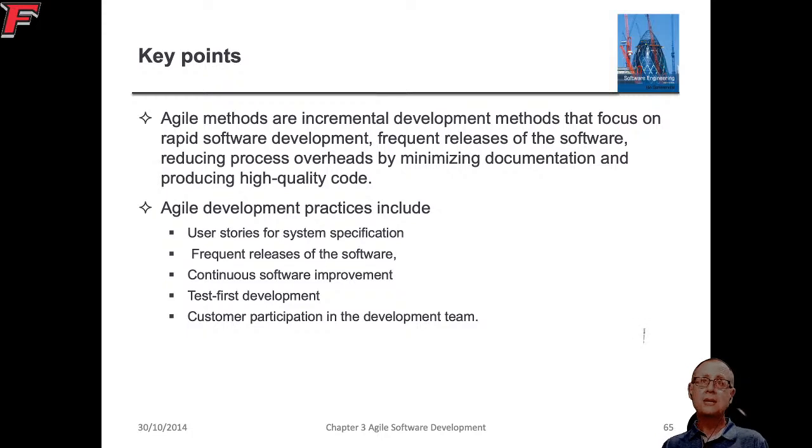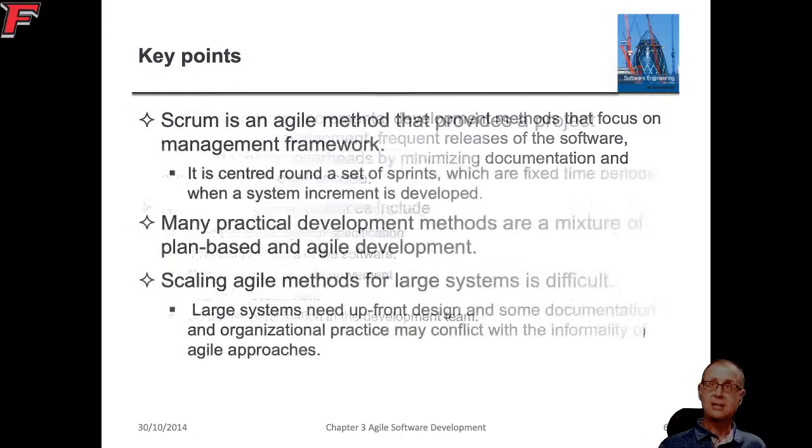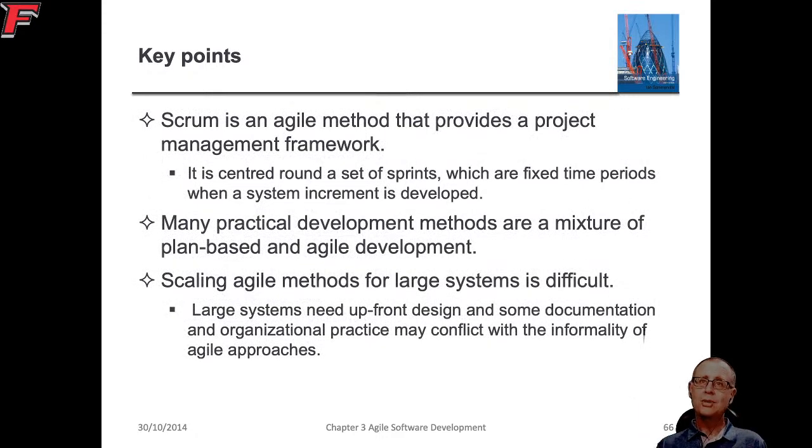Okay, so the key points are Agile methods are incremental. Agile development practices include user stories, frequent releases, continuous integration or continuous improvement, test first, and customer participation. Scrum is one way of doing it. It's not the only way. Many practical development methods mix plan-based and Agile, and scaling Agile methods for large systems is difficult. It's not impossible, but it is difficult. And that is chapter 3.